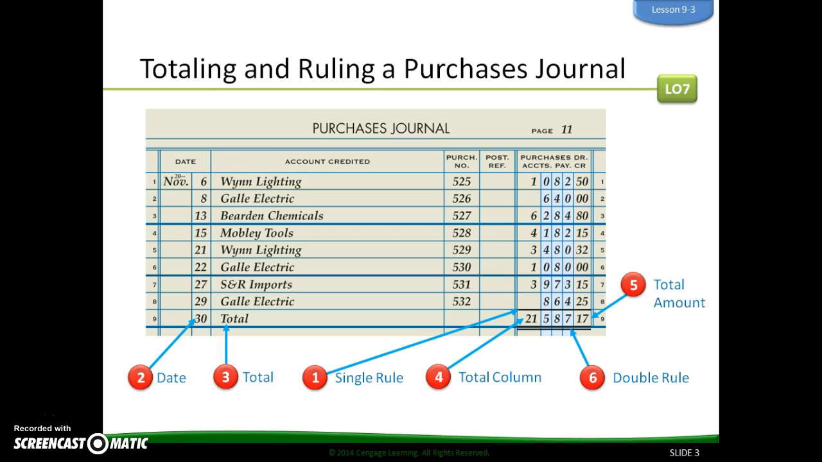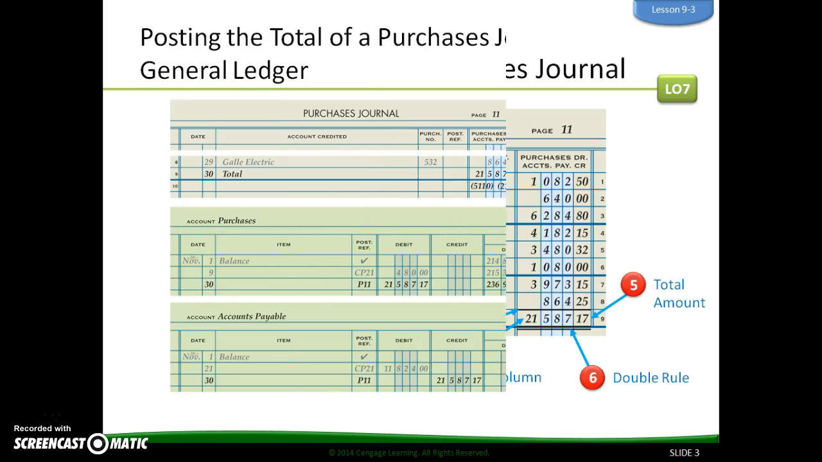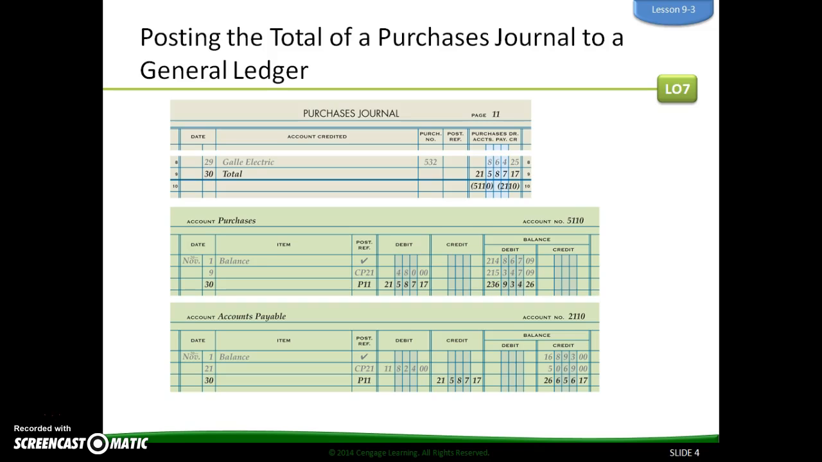So we totaled all these up, they total $21,587.17, and there's the double rule underneath there, so we verified and confirmed that number. All right, so now we're going to post the total of our purchases journal to the general ledger.